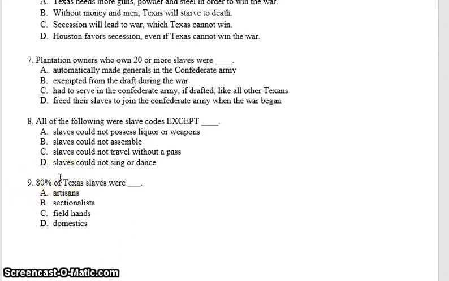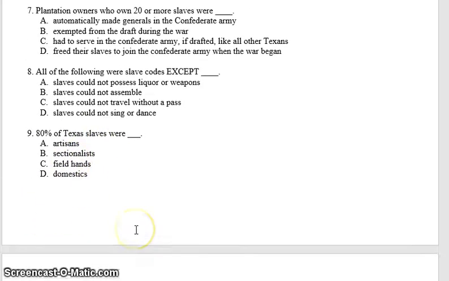9. 80% of Texas slaves were what? A. Artisans. B. Sectionalists. C. Field hands. D. Domestics.